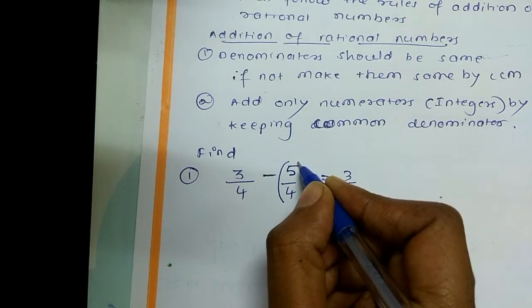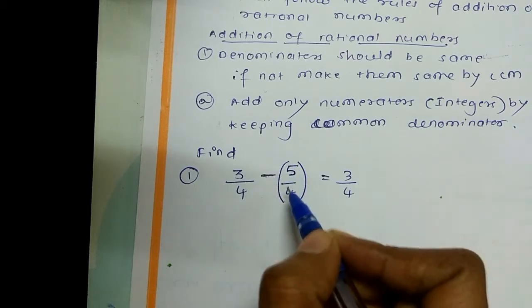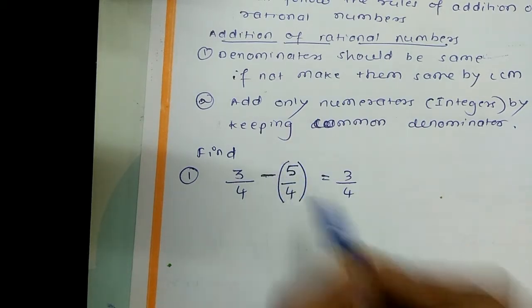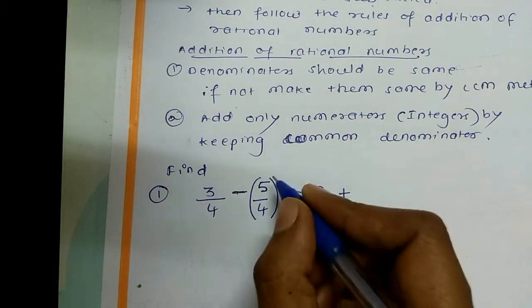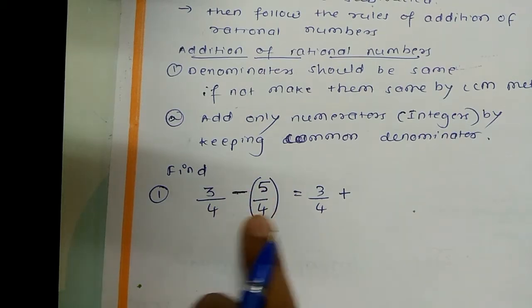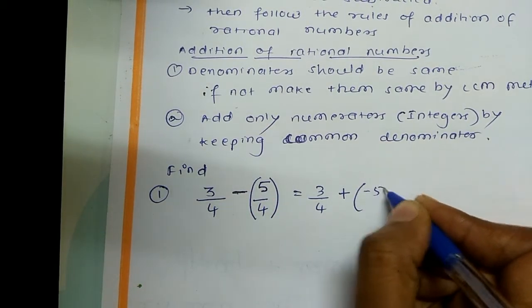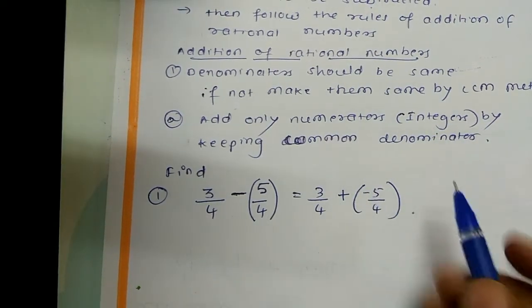So better we put a bracket here. This is the sign of subtraction; it is not the sign of 5 by 4. We have positive 5 by 4 here. So we have to add the additive inverse of 5 by 4. Additive inverse means you just reverse the sign. It has a plus sign, make it minus: minus 5 by 4.